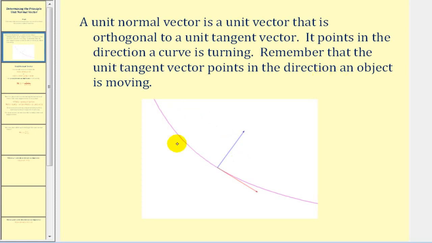So for example, in this graph, the orientation of this purple plane curve would be in this direction, and notice that the red unit tangent vector points in the same direction as the orientation of the curve. So we'll label this vector T, and this blue vector is a unit normal vector, and notice that it is orthogonal to the unit tangent vector. Let's take a look at this in space.